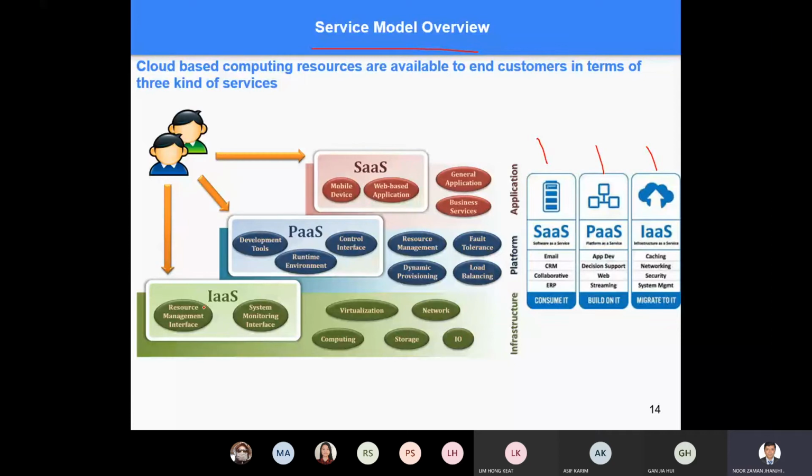So the IaaS is actually infrastructure. This is infrastructure as a service. I is for infrastructure, A is for as, A is for a, and S is for service.